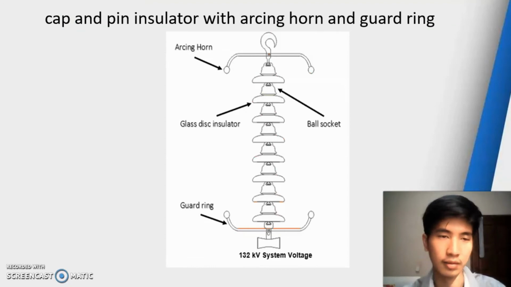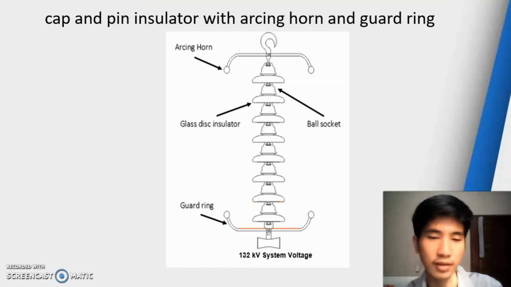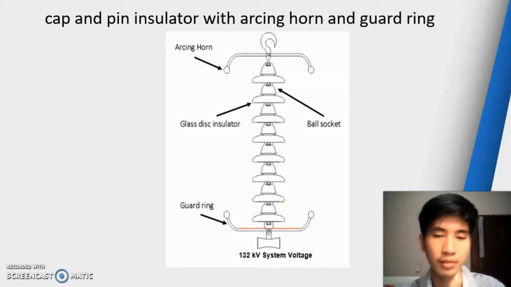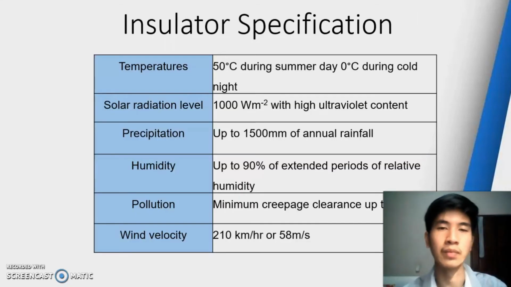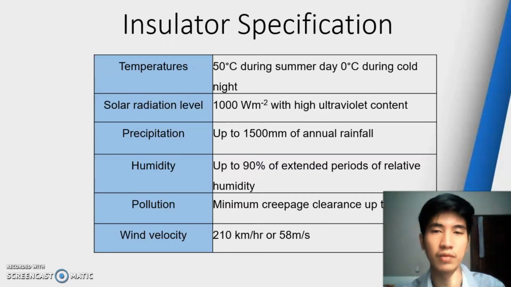Then this is the cap and pin insulator with arcing horn and guard ring. We have the glass ring insulator, we have the ball socket, guard ring and also arcing horn for the 132 kV system voltage. Next is the insulator specification.